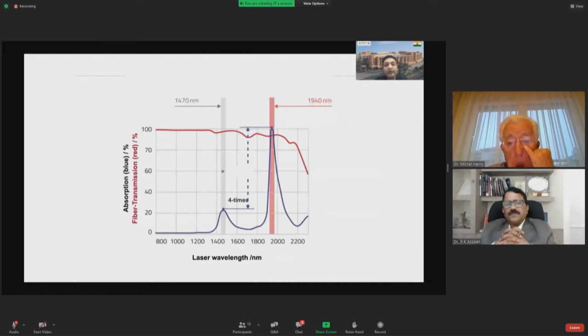Then there are two different types of wavelengths that we use in varicose veins. One is 1417, one is 1940. And if you look at the 1940 nanometer wavelength, that has 4 times more absorption into the water, causing more effects.